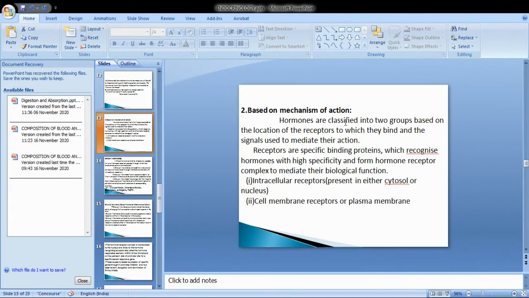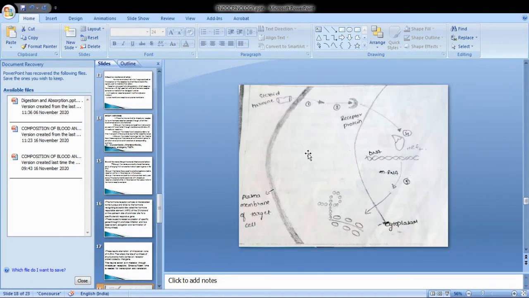Receptors are specific binding proteins which recognize hormones with high specificity and form a hormone-receptor complex to mediate their biological functions. This is the receptor protein. Again, receptors are specific binding proteins which recognize the hormones with high specificity and form the hormone-receptor complex, and finally it is used to mediate the biological function.